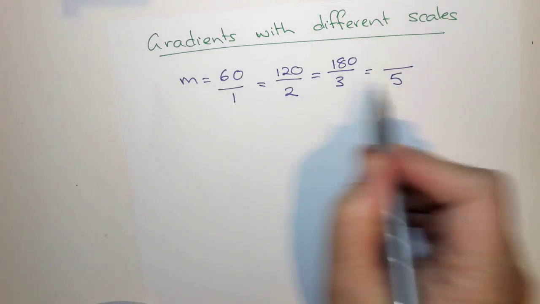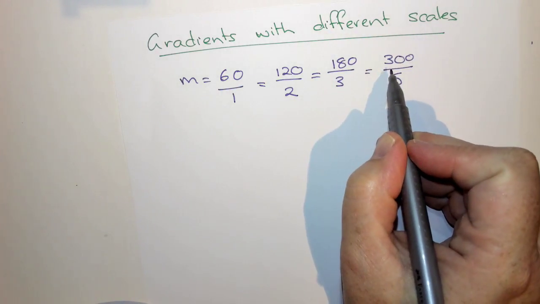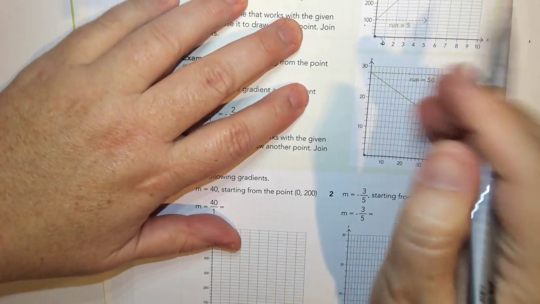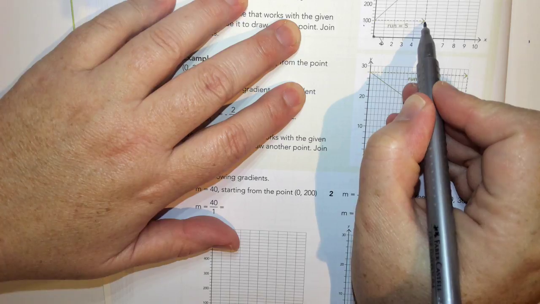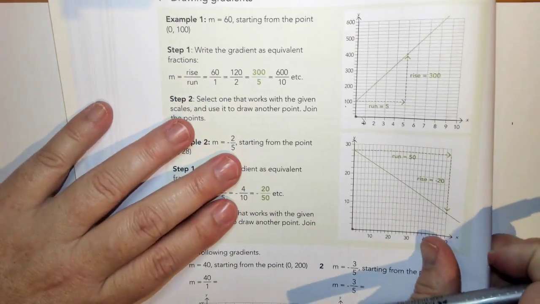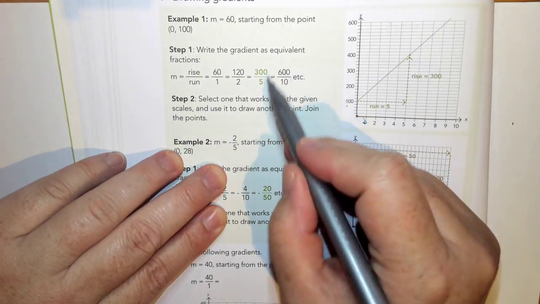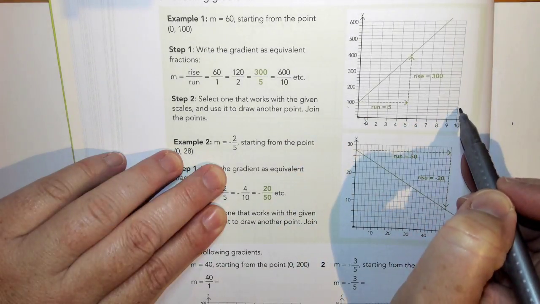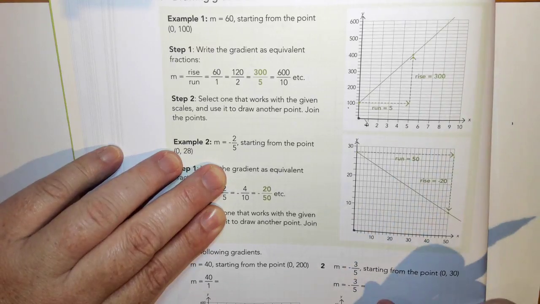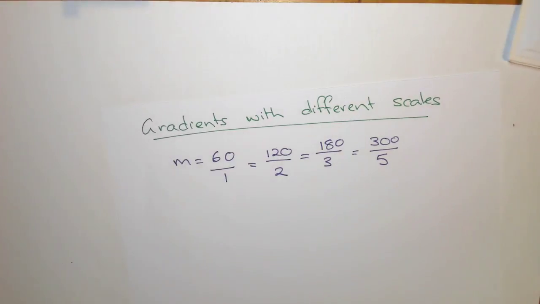So 1 times 5 is 5. 60 times 5 is 300. Now we've got a nice number. So now I can look at that and think, right, if I go across by 5, I can go up by 300, and that's a nice easy coordinate for me to make. Okay. Equivalent. Oh, I could extend that further and go all the way across, 10 across and up to 600, and that would have been fine too. So it's just a matter of finding the right ratio to get it to a nice value.